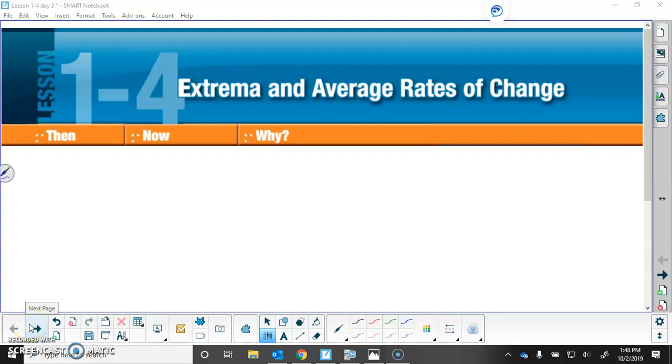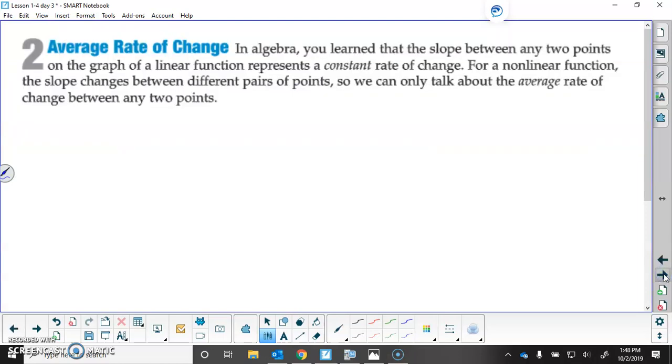Part B of lesson 1-4 is on average rates of change. So an average rate of change: in algebra you learn that the slope between any 2 points on the graph of a linear function represents a constant rate of change. For a nonlinear function, the slope changes between different pairs of points. So we can only talk about the average rate of change between any 2 points.